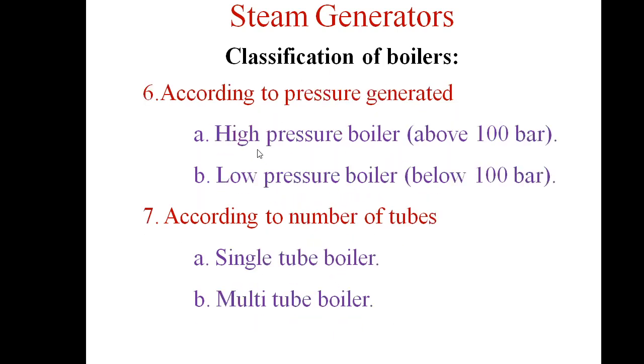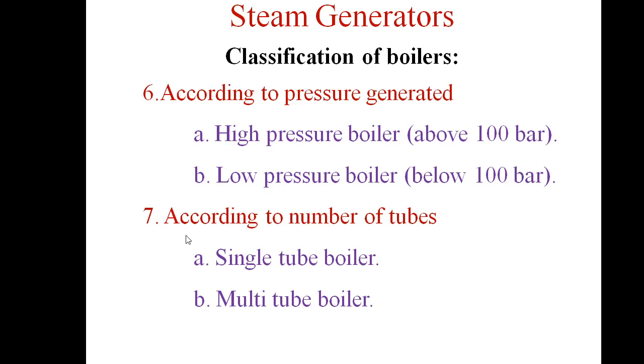Then the sixth classification is according to pressure generated. If the boiler generates pressure above 100 bar, such boilers are known as high pressure boilers. And if a boiler is producing pressure below 100 bar, then that boiler is known as a low pressure boiler. So depending on the pressure generated, boilers are classified as high pressure boilers and low pressure boilers.